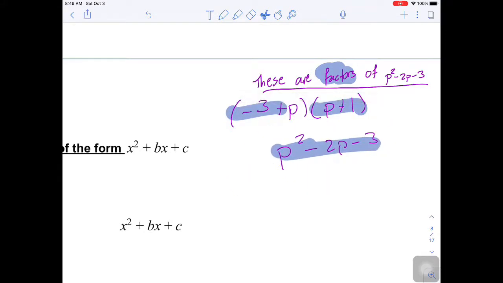These are called factors of this polynomial or trinomial. It's just like how 8 has factors of positive negative 1, positive negative 2, positive negative 4, positive negative 8. All of these can divide 8. The way you have to think about it is this can divide this to equal this guy. So p squared minus 2p minus 3, if we divide by negative 3 plus p, we're going to get p plus 1. That can be kind of hard to understand at first, but it's important to understand that these are factors of this polynomial.